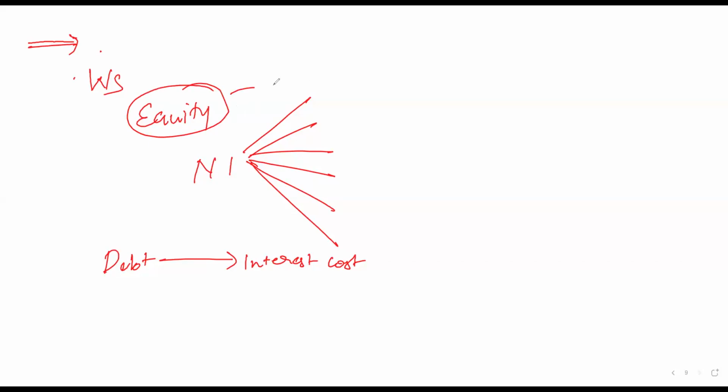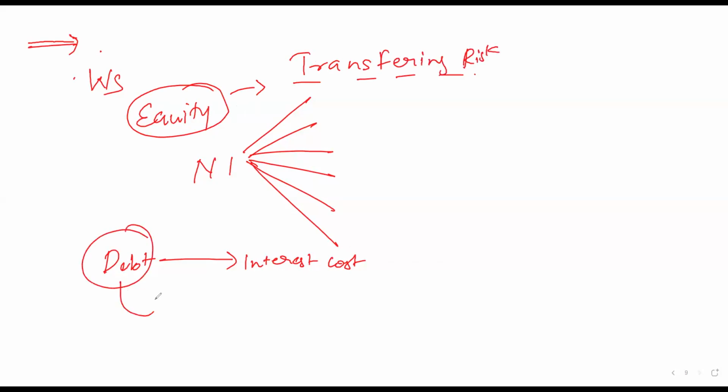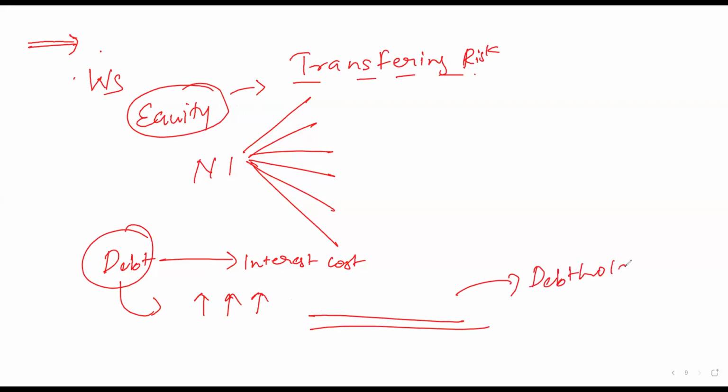When you are raising equity, you are basically transferring your risk to other stakeholders or shareholders. But when you are taking debt, you are actually taking more risk, because even though your project may succeed or may not succeed, you will have to pay the stakeholders, that is the debt holders. Whether your project succeeds or not, you will still have to pay the debt holders.